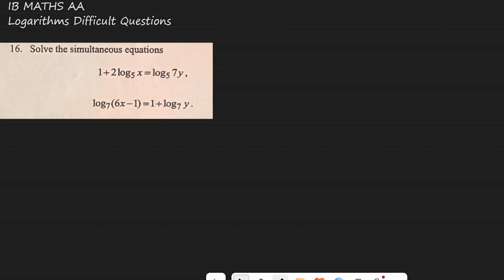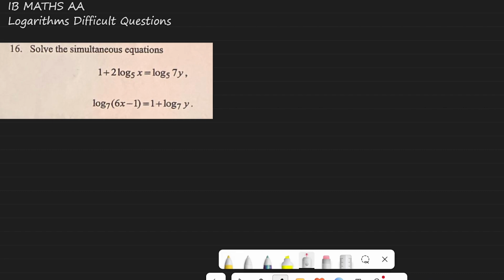So solve the simultaneous equations. Okay, so we have these two simultaneous equations and we need to solve them. In simultaneous equations the rule is simple. I can see that there are variables x and y. So we have to eliminate the logarithmic form and bring it to simple x and y form.